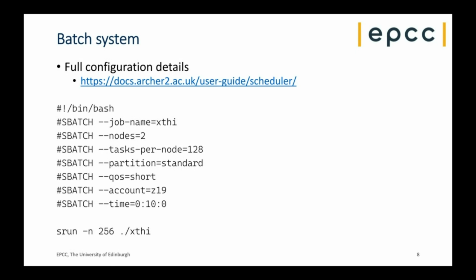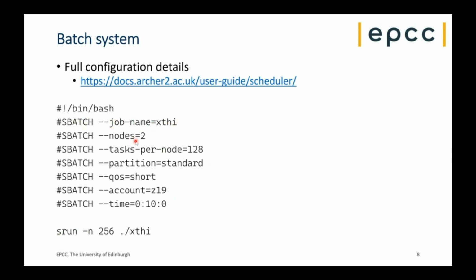But basically, in general, we use batch scripts, which are a file where you write the requirements for your job. This bit at the top is all about what my job's going to do, what I need from the system, and then you can run your job inside that batch script down here. Here is a typical Slurm batch script for ARCHER2.